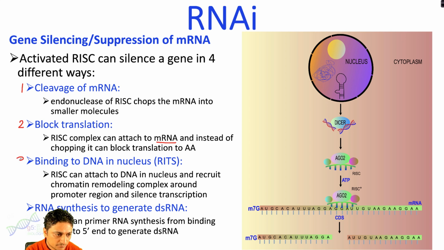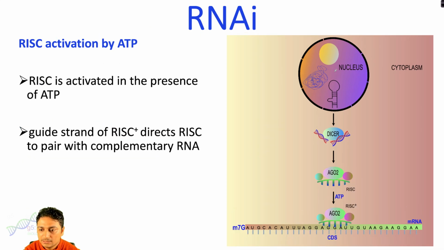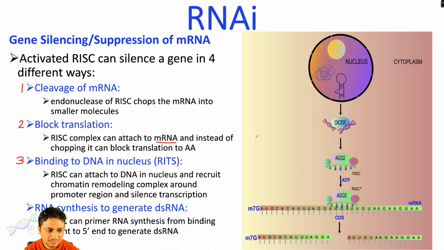And the third way it silences a gene is by binding to the DNA molecule in the nucleus. So the Argonaute protein will move into the nucleus, and instead of binding to the RNA molecule, it binds to the DNA molecule, and it will do the silencing. So how does it do silencing? It will attach to the DNA in the nucleus, and it will recruit some chromatin remodeling complex around the promoter region. So this is a gene region, and this is a promoter region. The RISC will attach to this gene region because it has a complementary sequence, and this complex will recruit some chromatin remodeling complex in the promoter region, and this can help in suppression of a gene. Instead of RNA, it works on the DNA itself.